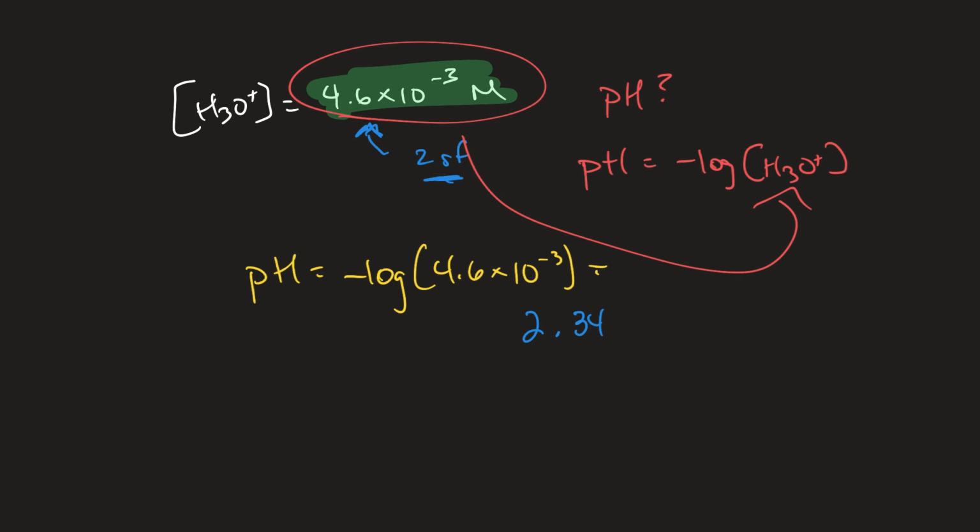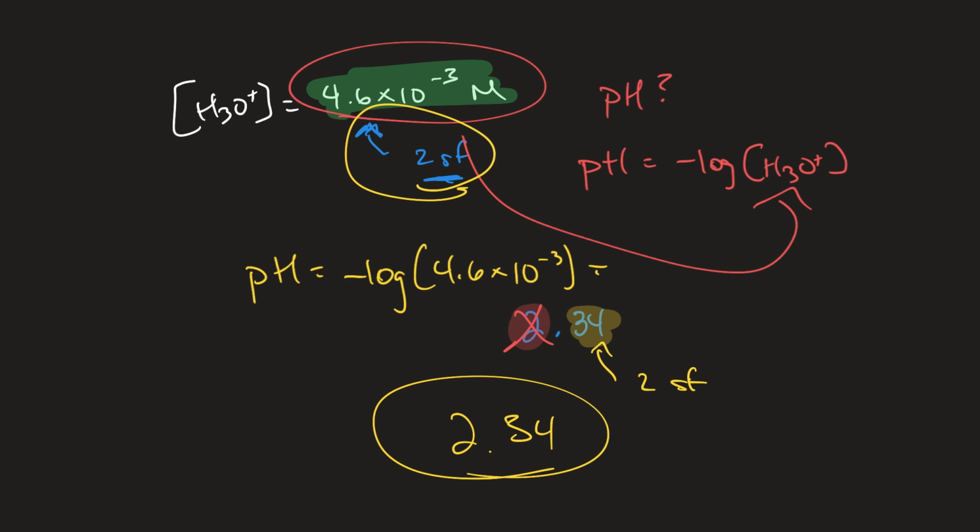Just to reiterate, this number here doesn't count for sig figs, but you want to look at the 2 numbers that come after. So here, because we have 2 sig figs, we need 2 decimal places. And that's why your answer is 2.34. So even though it looks like 2.34 is 3 significant figures, in the sense of pH and pOH, it's really 2 significant figures.